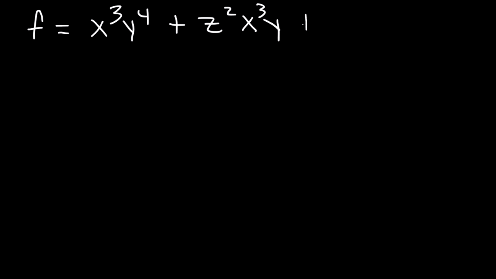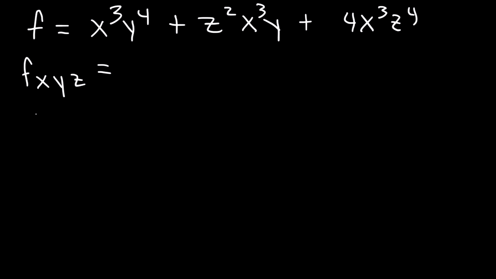Here's another problem. Let's say f is equal to x cubed y to the fourth plus z squared x cubed y plus 4x cubed z to the fourth. So this time we're going to find a mixed partial derivative, but a third derivative instead of a second order derivative. So let's find the mixed third order derivative, let's say fxyz. Go ahead and find it.